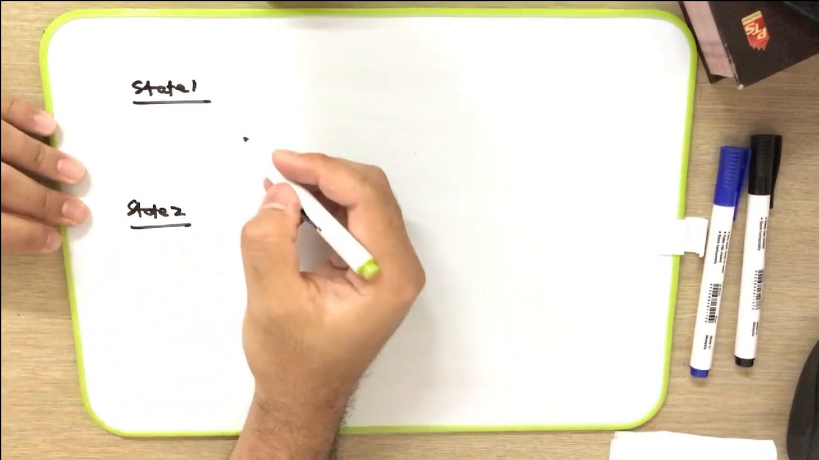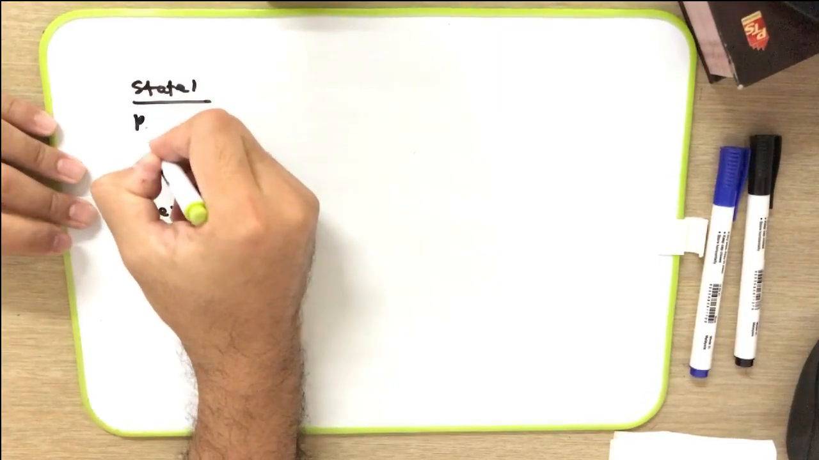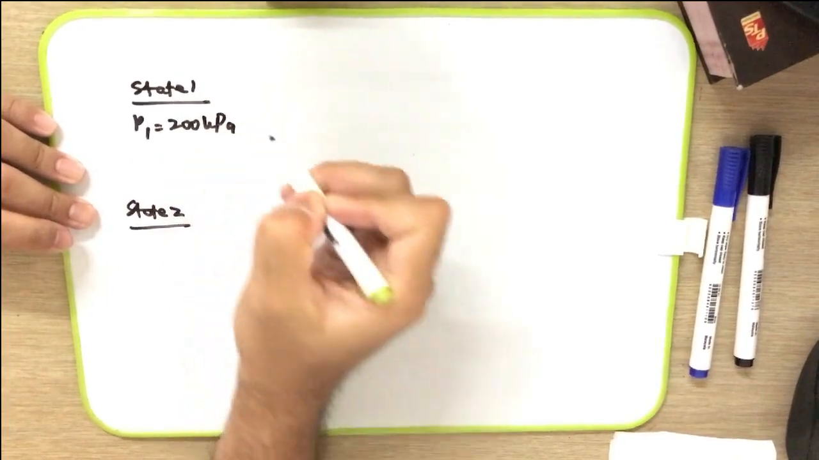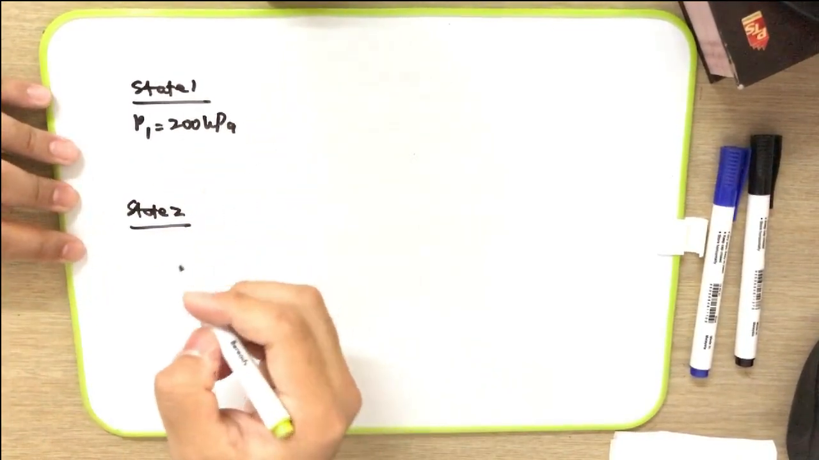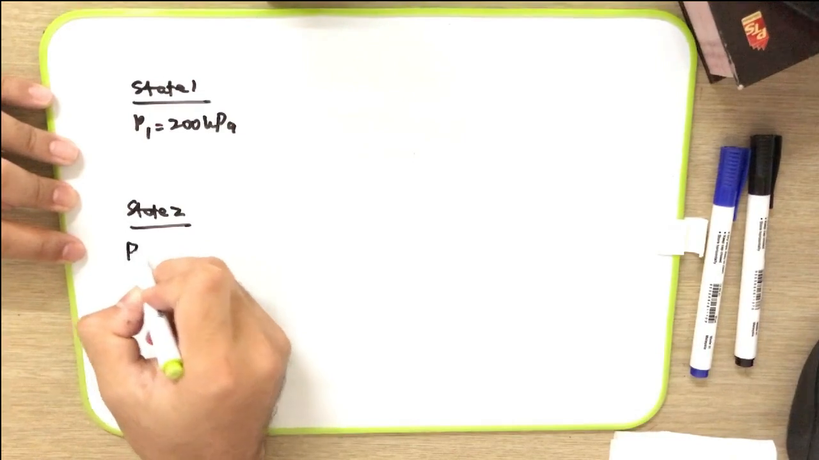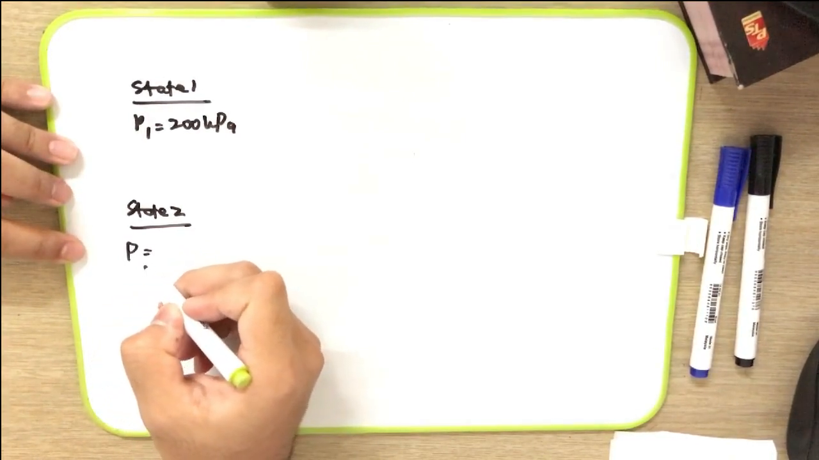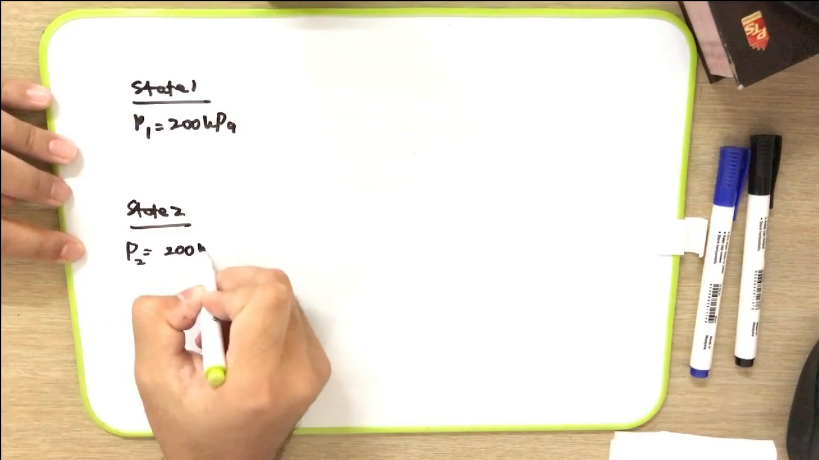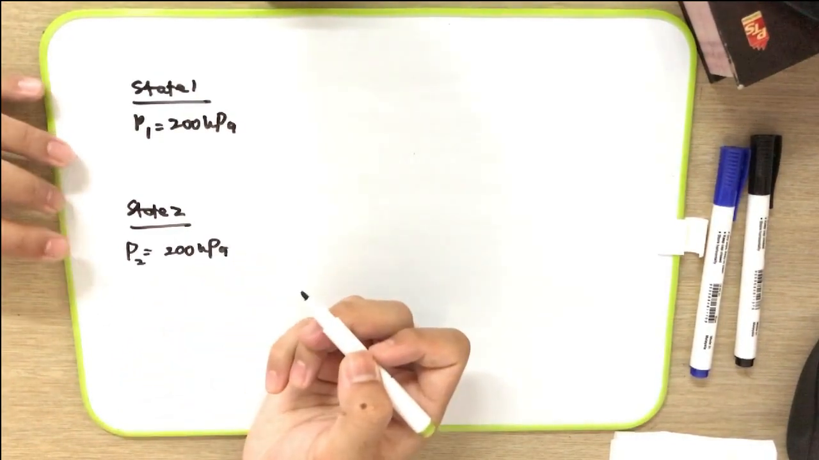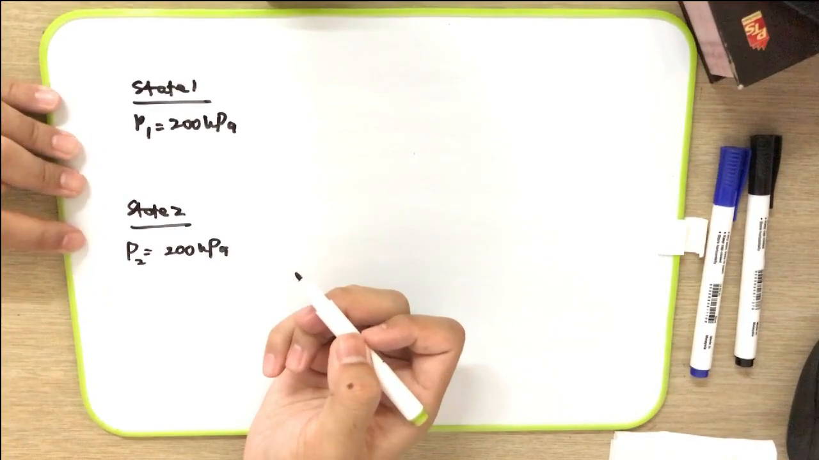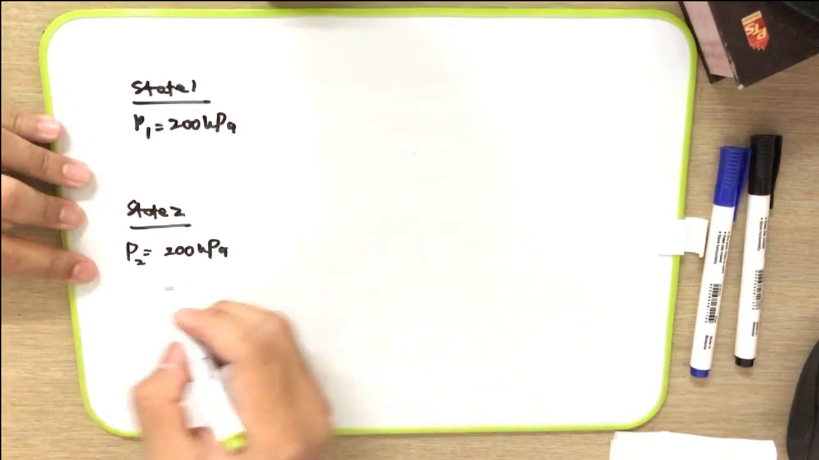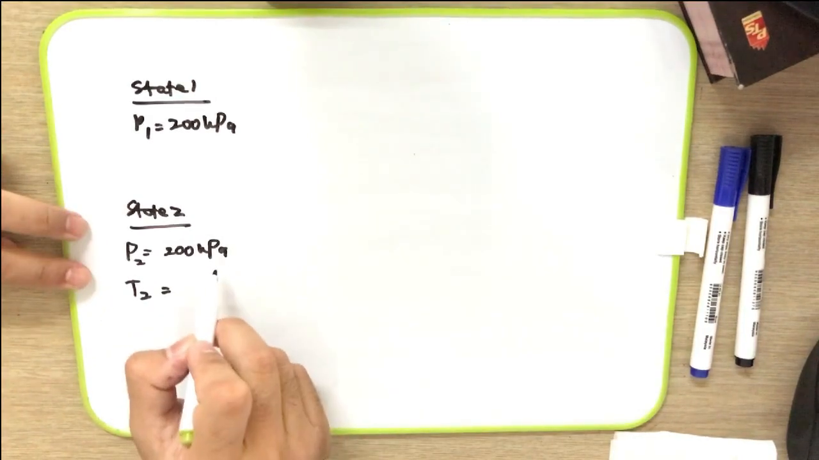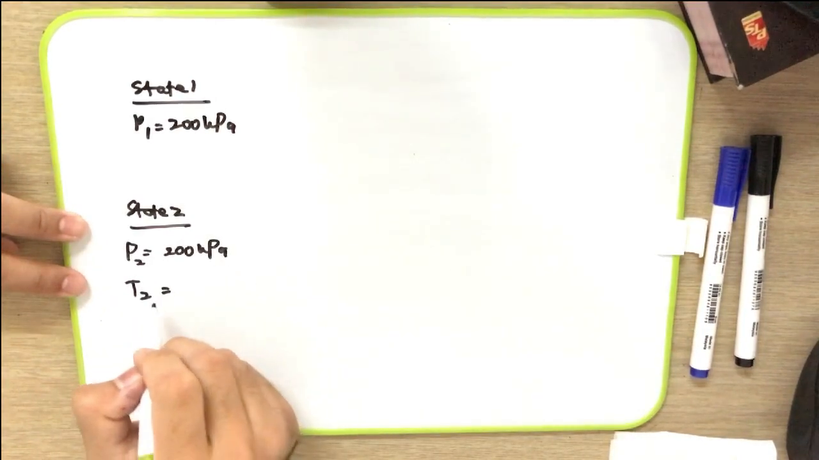So we get the info. State 1, we have P1 is 200 kilopascal, and because it is constant pressure, P2 as well is 200 kilopascal. So in order to find the final temperature, which is T2, we should have at least 2 pieces of info so that we can get the final temperature here.